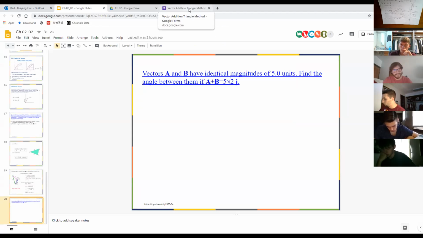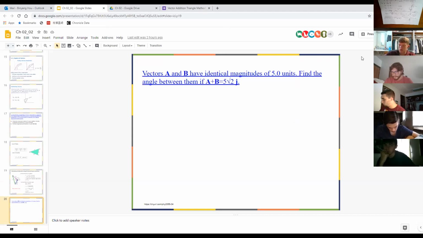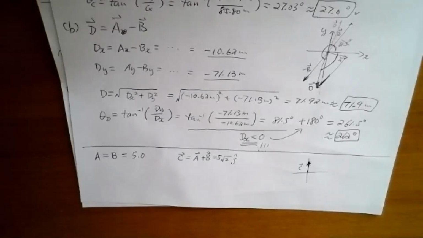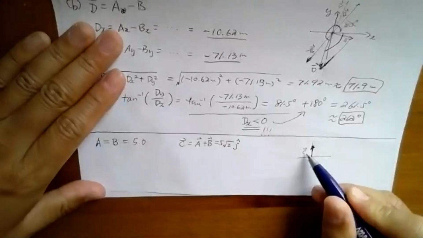So we only have about 5 minutes remaining. Let me go through how you want to solve for this one. Let me stop sharing my screen. You can see my work over here.